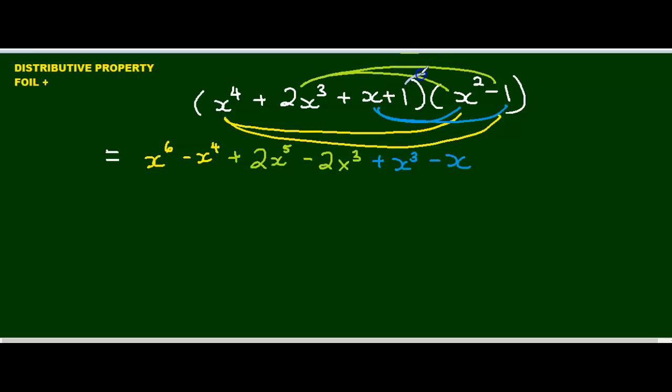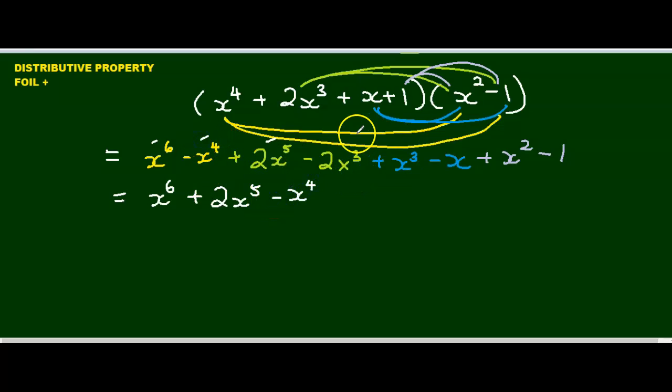So we're going to do 1 times x squared gives me x squared. 1 times -1 gives me -1. Now let's simplify. So we only have 1 x to the power 6. So we have done that. And then we only have one term of 2x to the power 5. We've used that. We have only one term of x to the power 4. Use that.